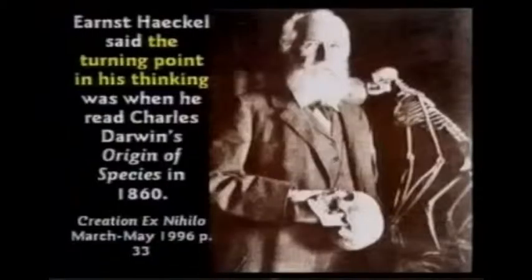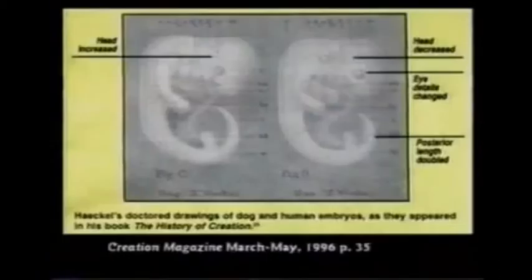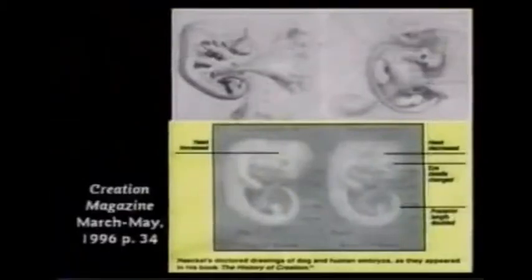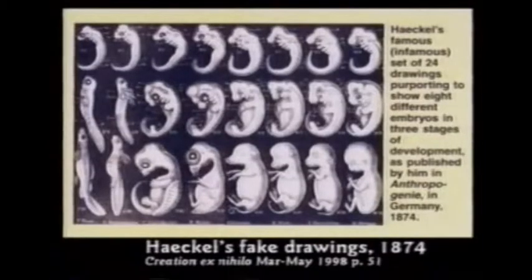Ernst Haeckel, though, said the turning point in his thinking was when he read Darwin's book, 1860. Haeckel took a drawing of a dog and a human embryo and he changed them to make them look exactly alike. His fake drawings looked almost identical. On top are the real drawings, underneath are Haeckel's fake drawings. He lied, folks, intentionally. He made huge charts of his posters of his drawings of these embryos and traveled all over Germany and just about by himself converted the Germans to believing in evolution.